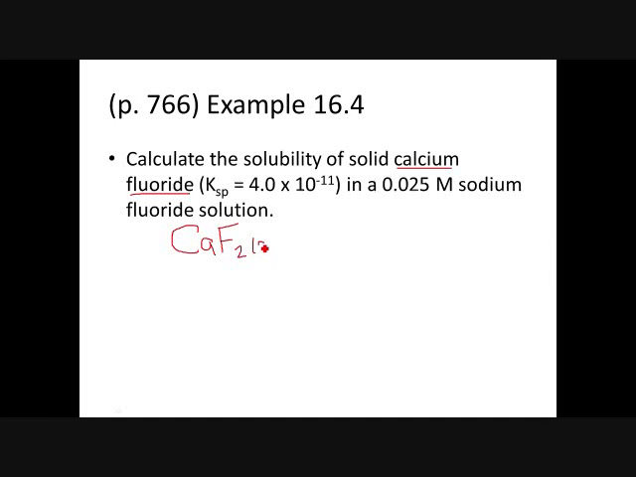So this solid breaks down into 1 calcium ion, and then we put the coefficient of 2 in front of the fluoride ion so that it's still a balanced equation.